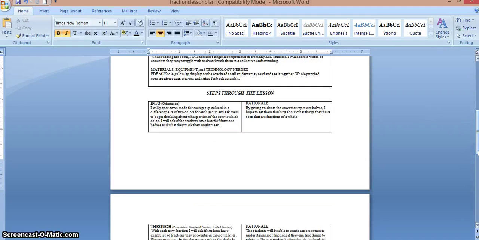Before beginning the lesson, I will hand out handmade paper cows, each colored in a different pair of 2 colors, half and half, and ask them to start thinking about what portion of the cow is which color, and then try and get students to think of if they have encountered fractions before, if they know what they might mean, or if they have an idea. I'm hoping through this the cows will represent halves, and to get them thinking about fractions in other areas and how they are representative of pieces of a whole.